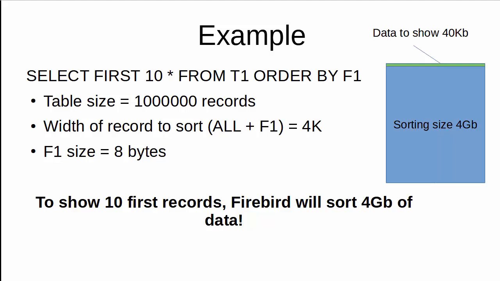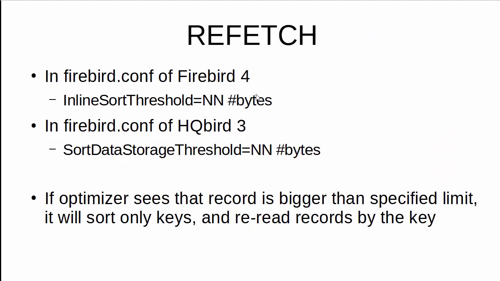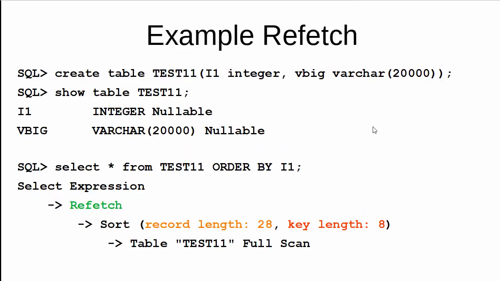How can we improve it? The answer is Refetch. Refetch is a plan which appeared in HQBird 3, and after that was ported to Firebird 4 with another parameter name, InlineSortThreshold. The idea of Refetch is the following. If the optimizer sees that the record to sort is bigger than the specified limit, it will sort only keys and reread records by the key. So in our example, it will sort only the key field, and it will be much faster.